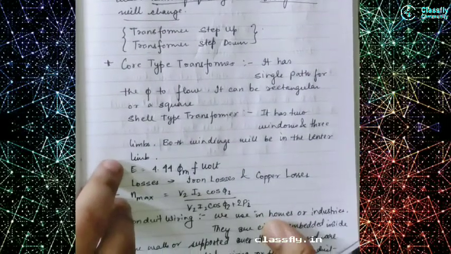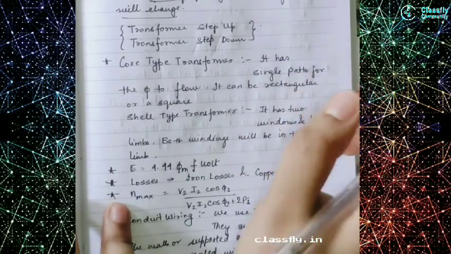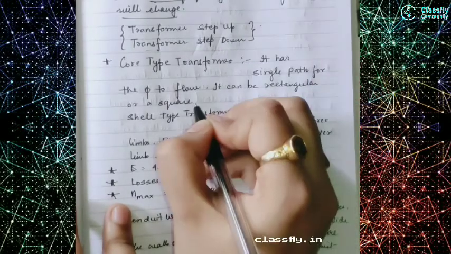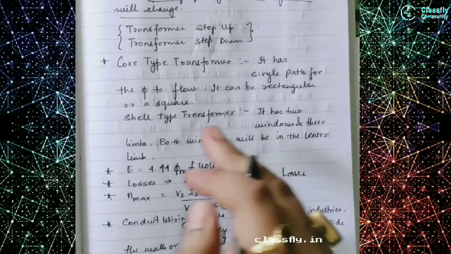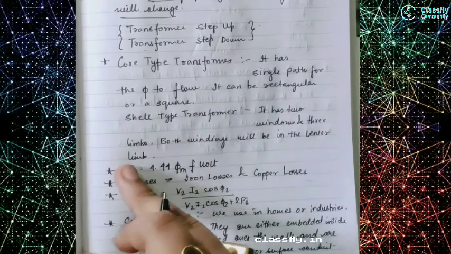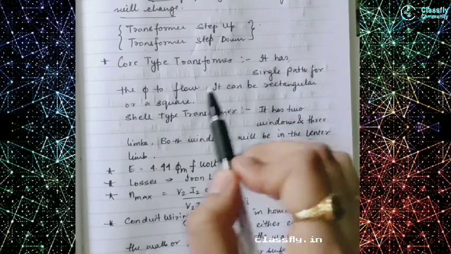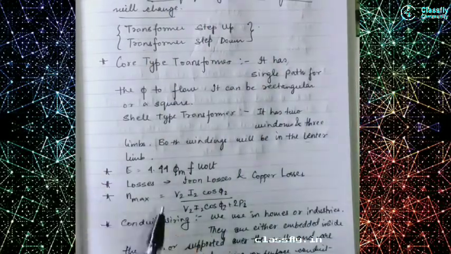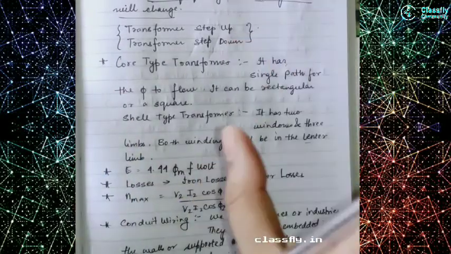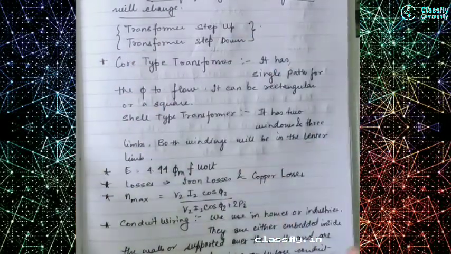There are two types of transformer. The core type transformer has a single path for the magnetic flux to flow, and it can be in rectangular or square form. Whereas the shell type transformer has two windows and three limbs, and the windings are in the center limb. There will be a primary winding and a secondary winding, but in the shell type the center limb consists of both windings.